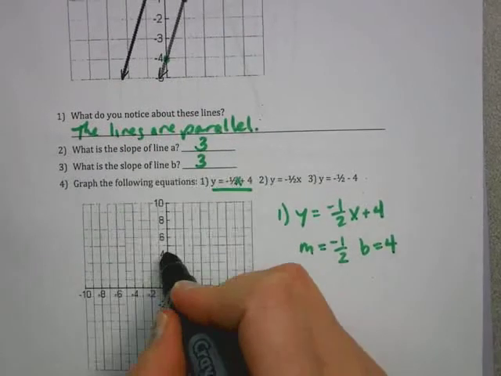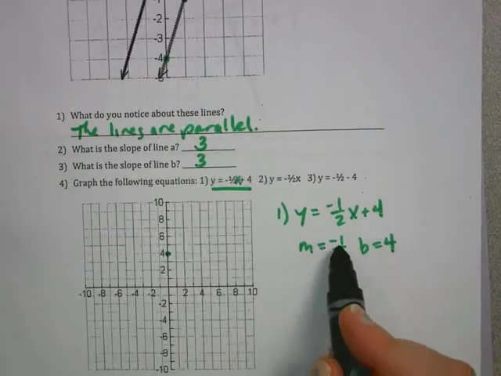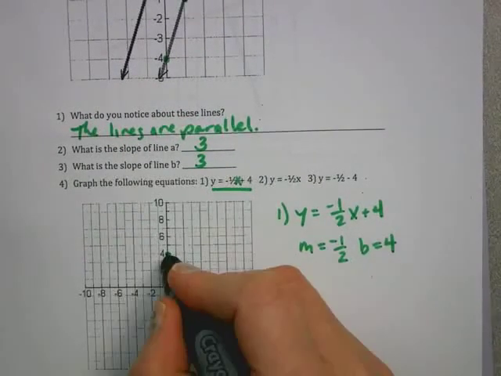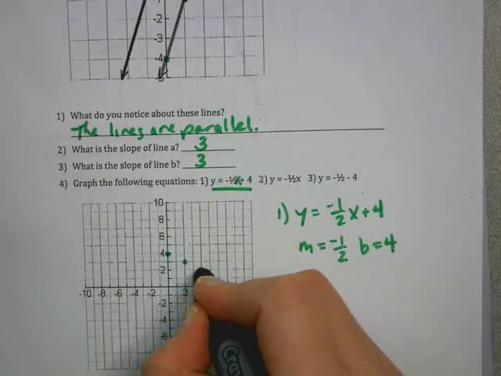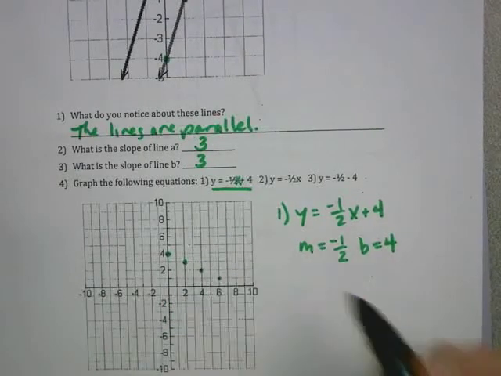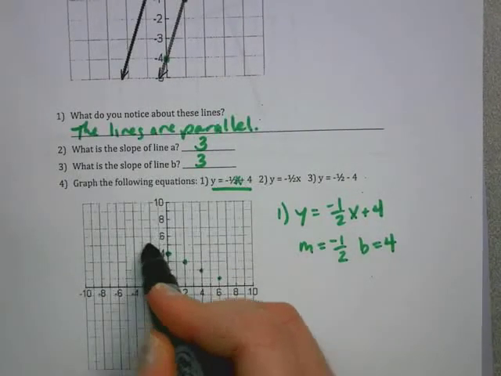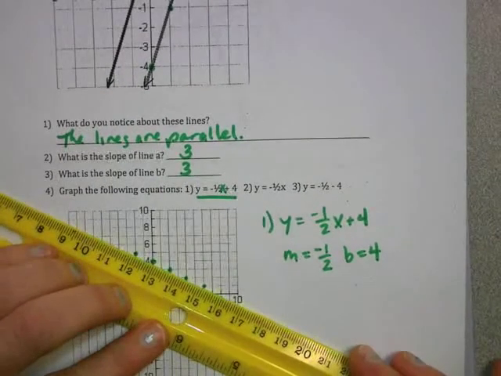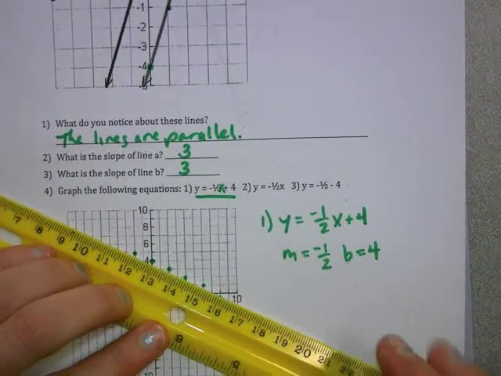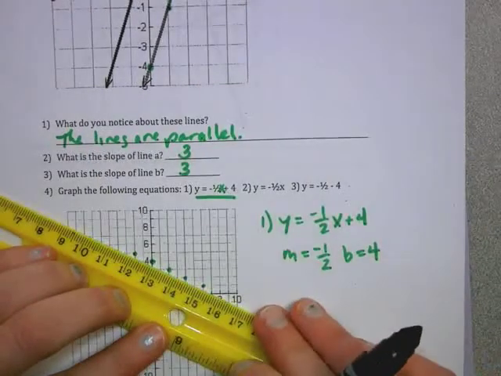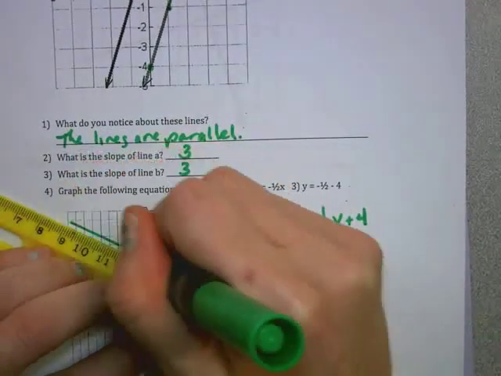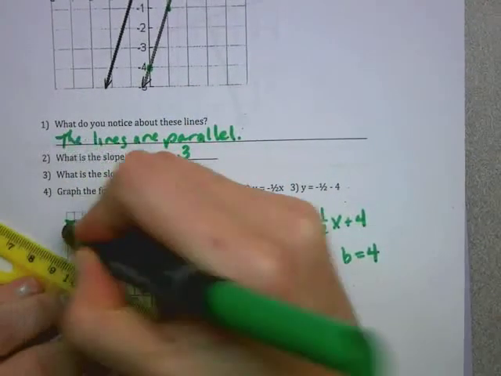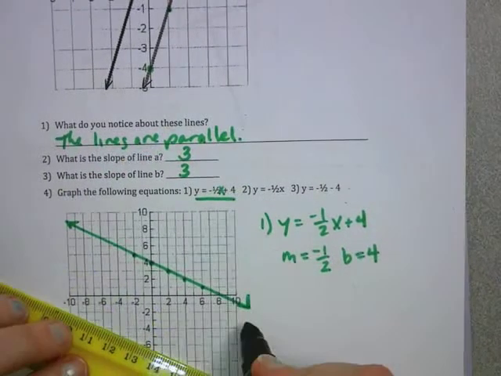So at 0, 4 is my first point, and then I go down 1, right 2, down 1, right 2, and I want to do that a few times. I could also go up 1, back 2, just to continue that, and you need your ruler. These need to be nice and accurate. So if I've done it a few times, I can feel pretty good about drawing my line pretty accurately. All right, so green, in my instance, is line 1.